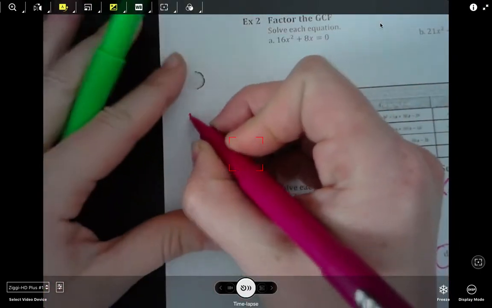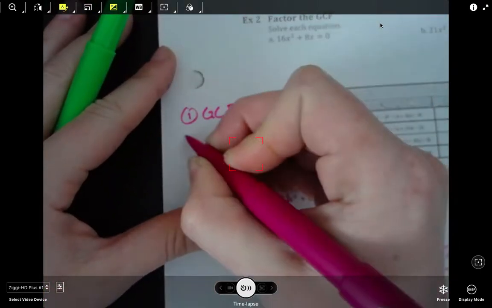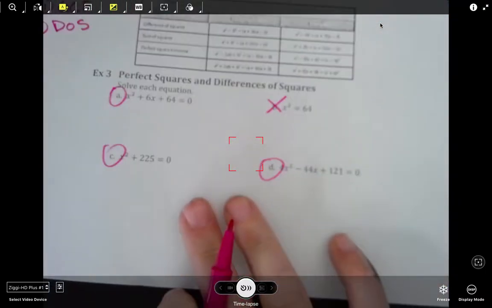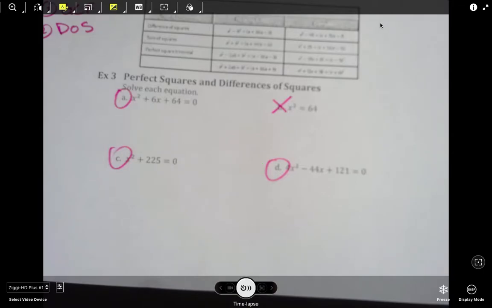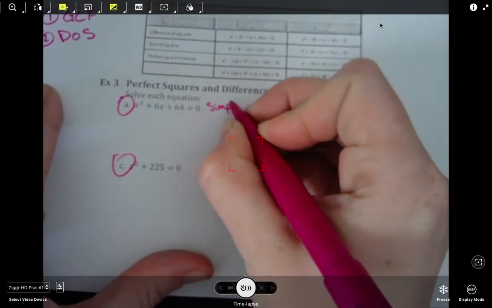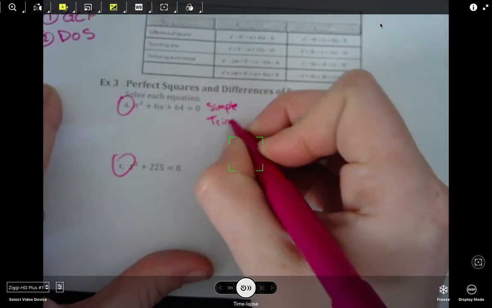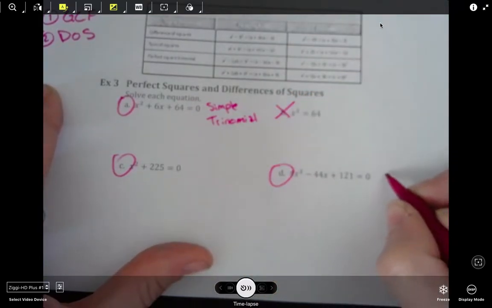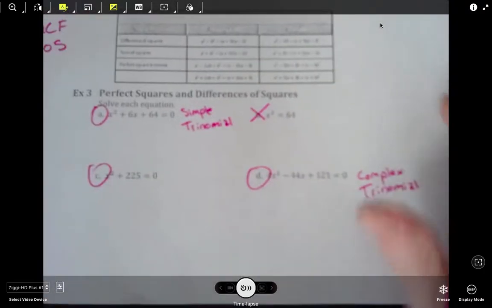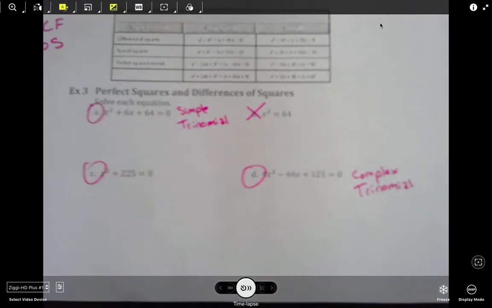So the first two methods: greatest common factor, and second method, difference of squares. Now, here are the next two methods. This one is a simple trinomial, and this one is a complex trinomial. C we'll talk about later. One of them is a simple trinomial, one of them is a complex trinomial.